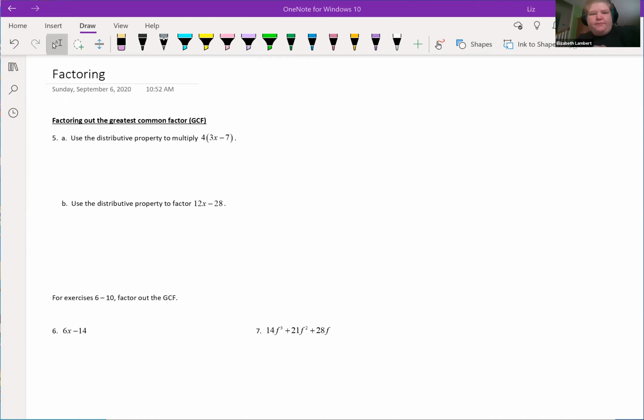Welcome, welcome. So we are taking a look now at factoring. The first thing we're going to examine is factoring out the greatest common factor.